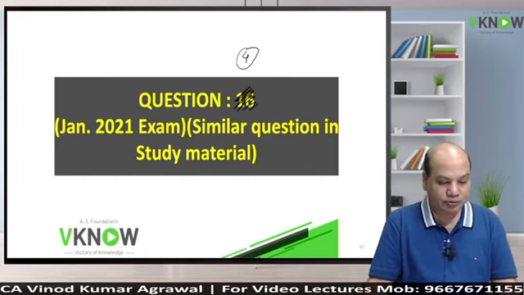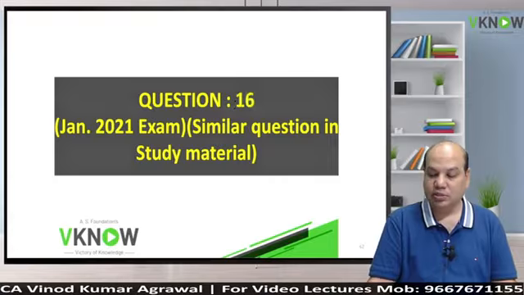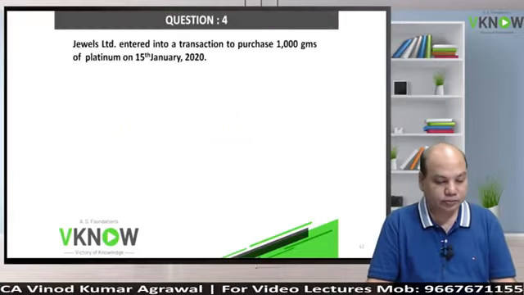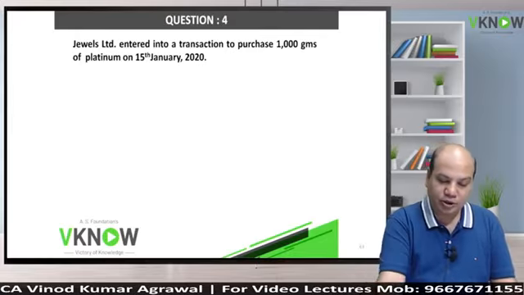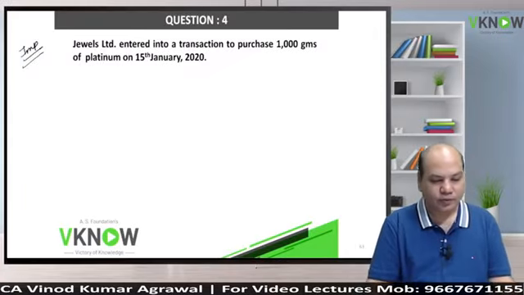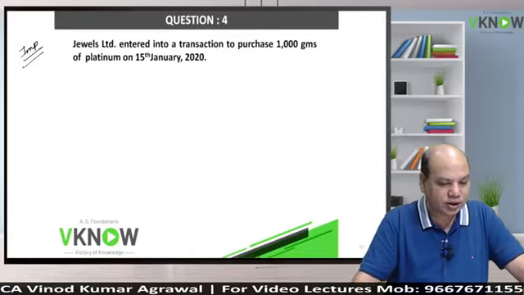And on this, the institute has asked question number 4 in your book, January 2021 exam, and there is exactly the same or a similar problem in the study material. So don't worry. Mark it as an important question, as they may repeat it for 4 marks. Jewel Limited. So the first important question I have given today is question number 4, for examination sake.